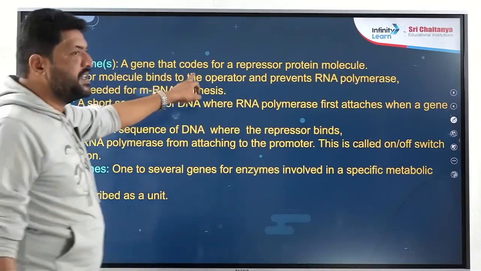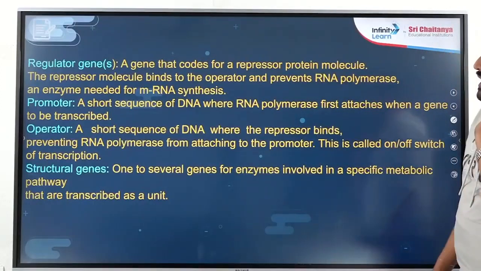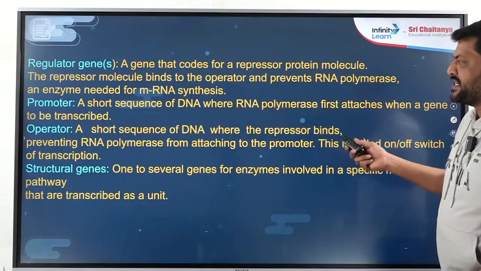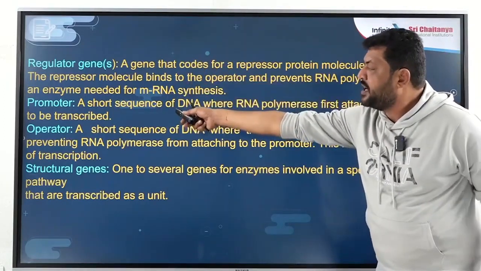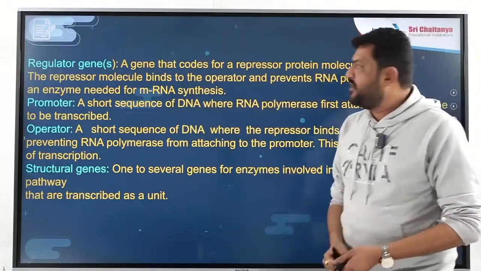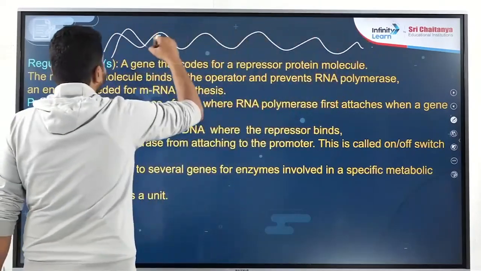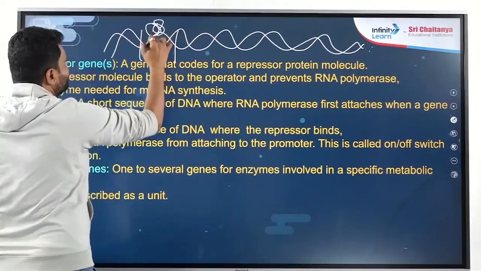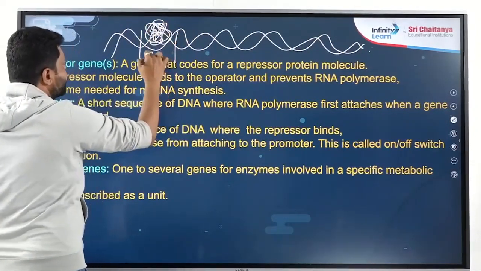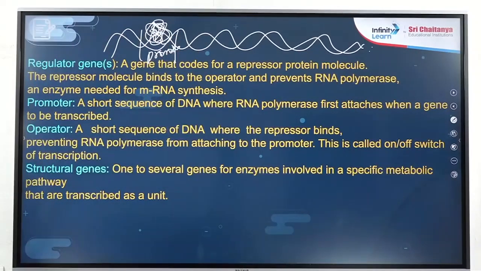A regulatory gene is a gene that encodes protein molecules called repressors. I will tell you in detail on the board itself. So leaving the regulatory gene aside, have a look at the promoter. The promoter is the region of the DNA where RNA polymerase will come and bind. The region of the DNA where RNA polymerase comes and binds is called the promoter.